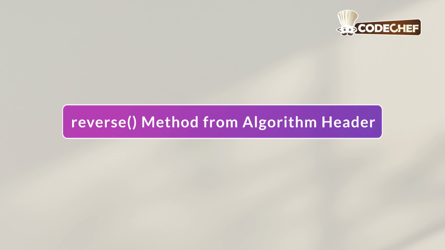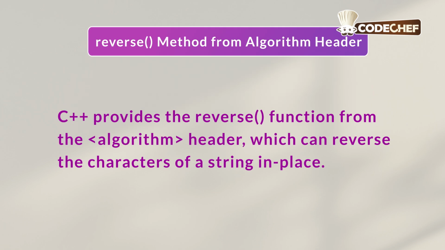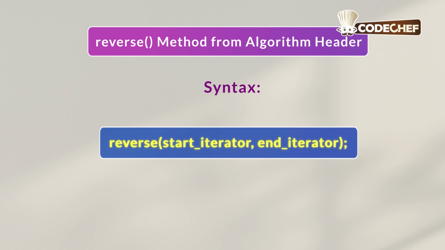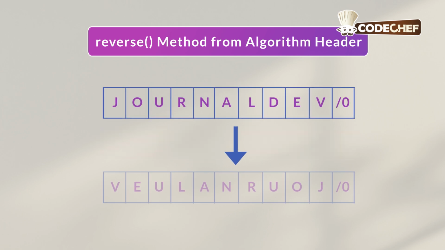Reverse method from the algorithm header. C++ provides the reverse method or function from the algorithm header, which can reverse the characters of a string in place. Its syntax is reverse, then inside braces start iterator, comma, end iterator, bracket close and semicolon. The best part is that it works not only for strings, but we can also use this method to reverse arrays and vectors. Now let us go to the CodeChef platform to see how to use the reverse method in C++.